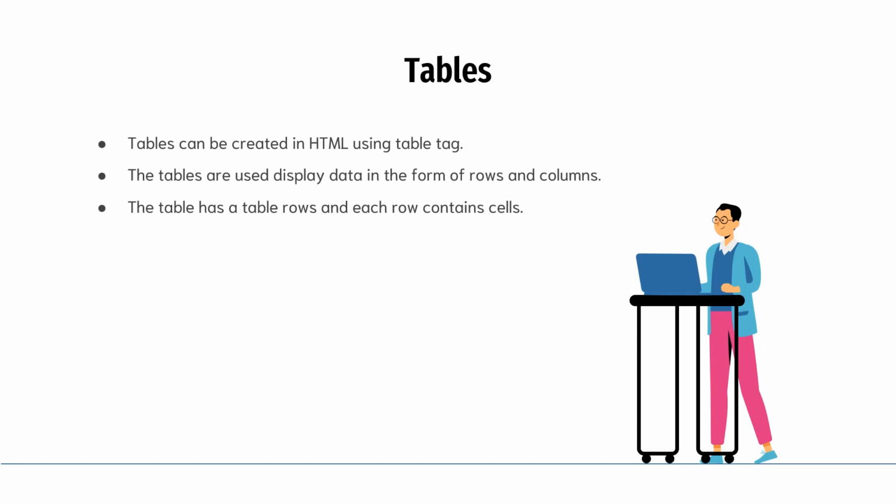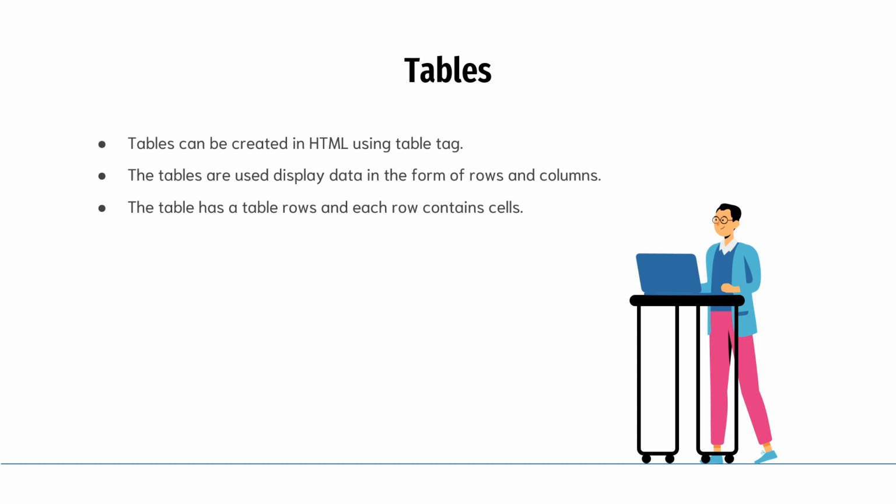In this video, we'll see what are HTML tables. So what are HTML tables? The tables are basically used to display data in the form of rows and columns. And each of the rows and columns will have cells, and inside those cells, the data is present. HTML also provides us a way to create the tables.